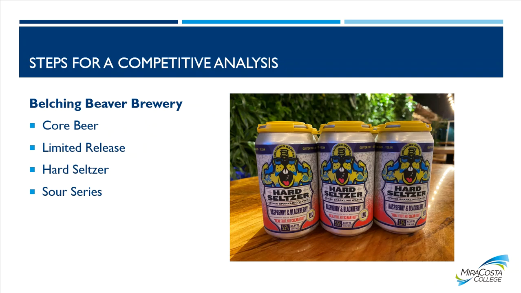So here's another example here, Belching Beaver. They have several locations in North County. That's why I chose them. They have core beer, limited release, hard seltzers, and sours. They probably have a little bit more now. They're always making changes here.